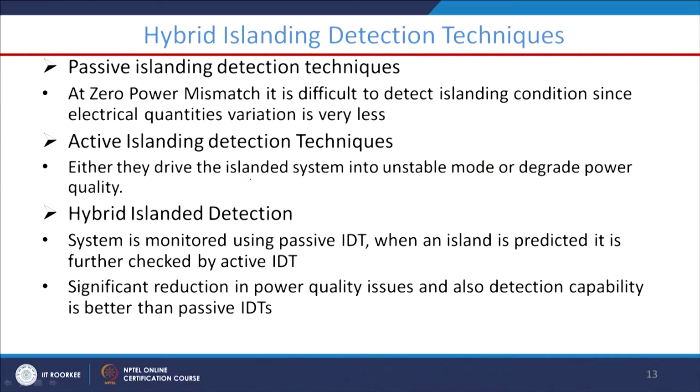Now, similarly for this hybrid system, what happens, we just combine both passive and active techniques together, so that we can remove the NDZ problem, as well as try to minimize the power quality threat, or minimize the percentage of DGs going to a non-stable mode of operation. That is the main aim of this hybrid islanding detection technique.